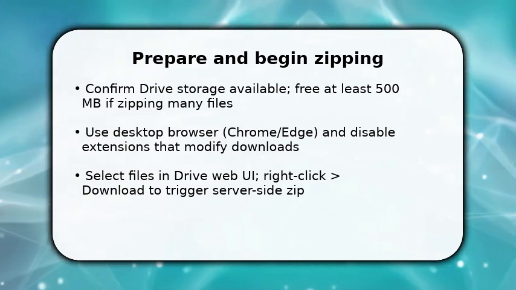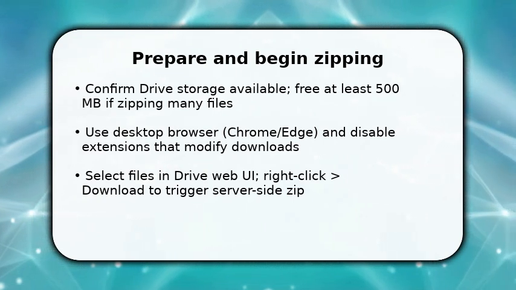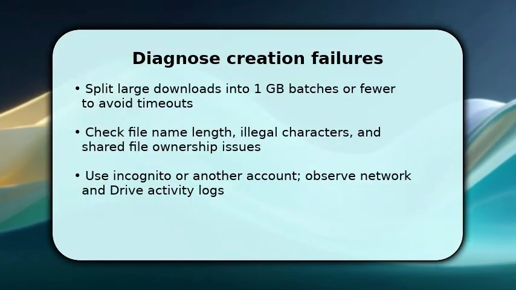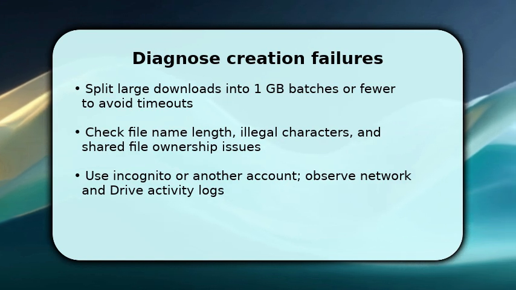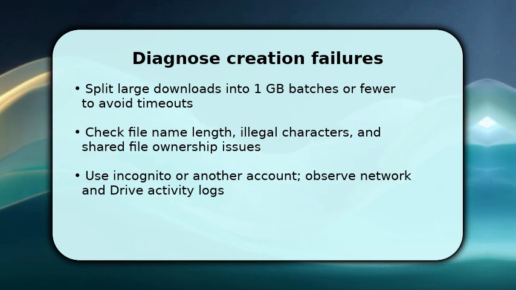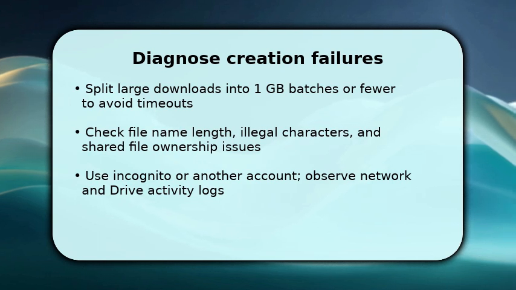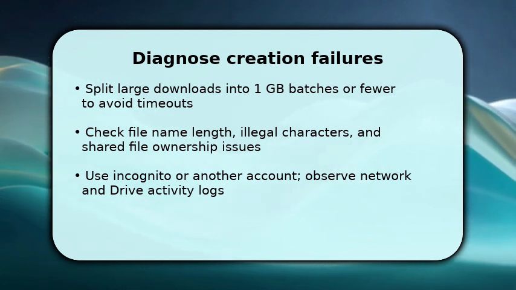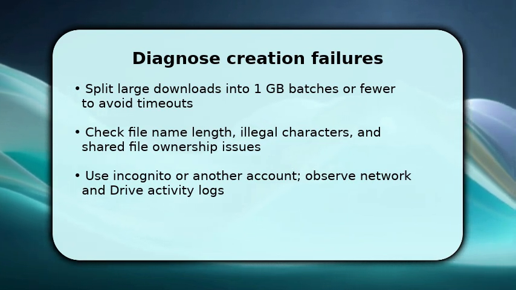If the zip fails immediately, retry with a smaller batch to isolate the problematic file. Next, diagnose why Drive stopped creating the archive. You should split large exports into smaller batches, aim for 1 GB or less, to reduce server timeouts. Make sure file names aren't excessively long or using prohibited characters, and verify you have access rights for every shared file. Ownership mismatches can abort zips.